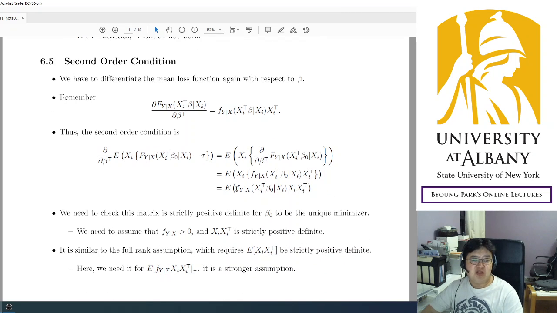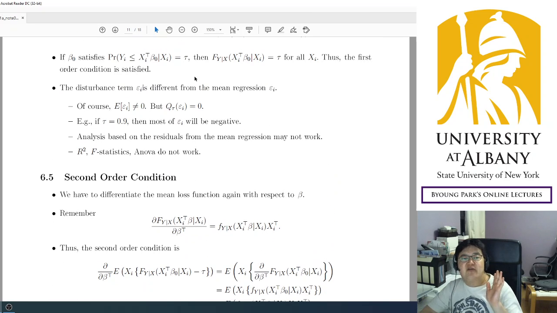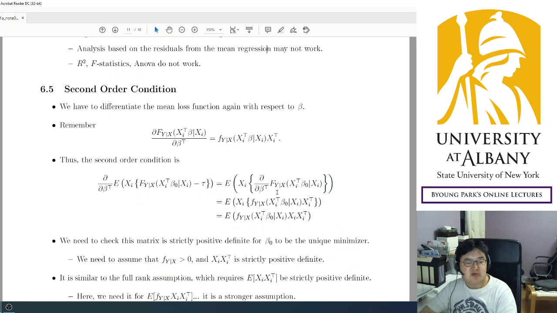Now, what we need to do here is check that this matrix is strictly positive definite. If that is true, the second order condition is satisfied. There is only one unique minimizer, a unique solution to the minimization problem, and the value that satisfies the first order condition is the unique minimizer. So we can conclude that the parameter we wanted to estimate is the unique minimizer. So that's the rationale here.